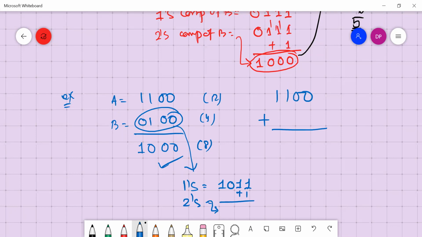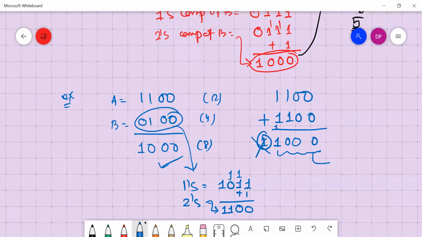So what you will get? The 2s complement of this is 1 1 0 0. 1 is coming here, so 1 again, 2, 1 is coming here. This is 1100. So I'm taking this value here and adding it to 1100. 110 and carry 1. Answer 1000, carry 1. So discard this carry. This is your answer, 1000. The 1000 equivalent value is 8. So we are getting the same answer.